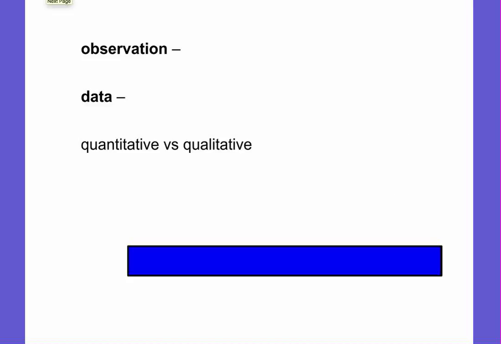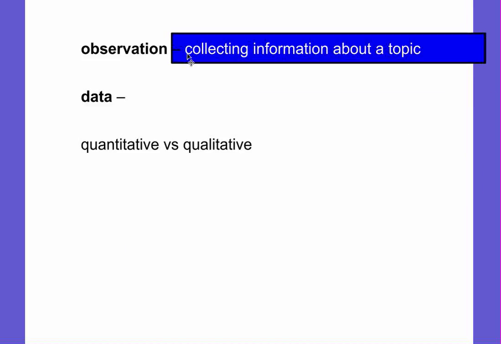So here's your first definition here. Observation. You're collecting information about a topic. Scientific method always starts with observation. In fact, most of your day-to-day interactions and the way that you deal with life starts with observations.